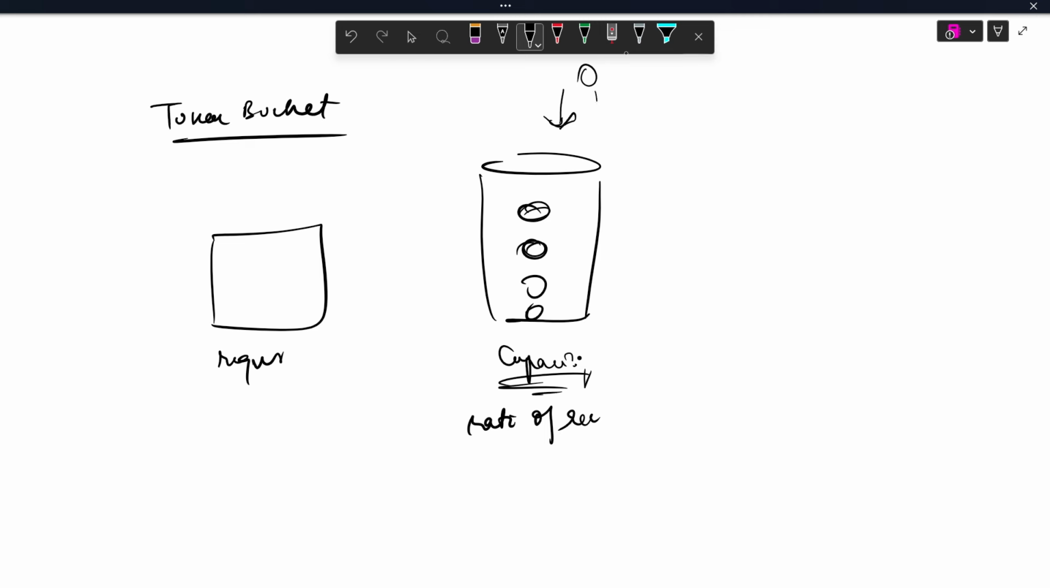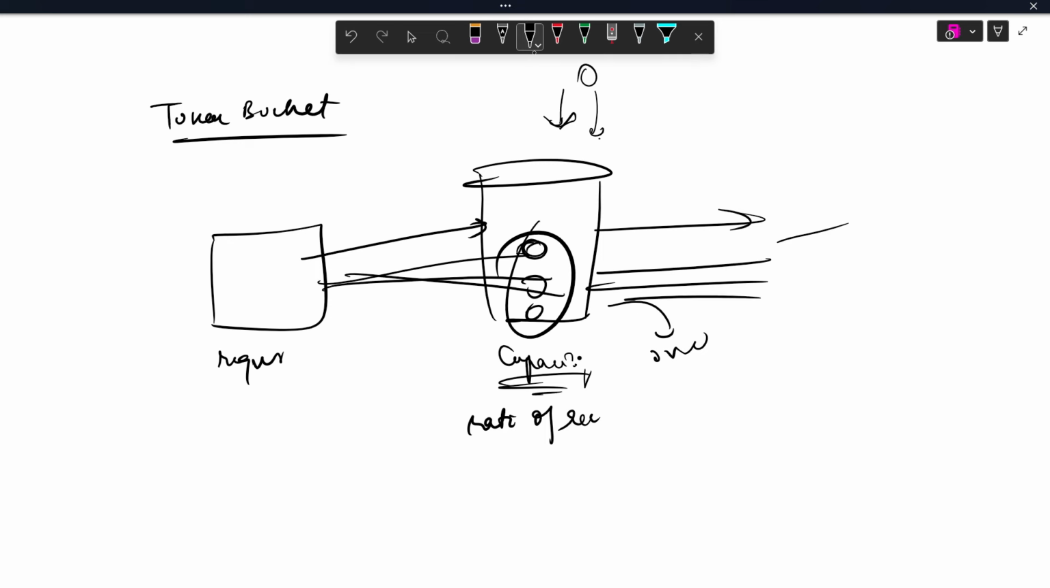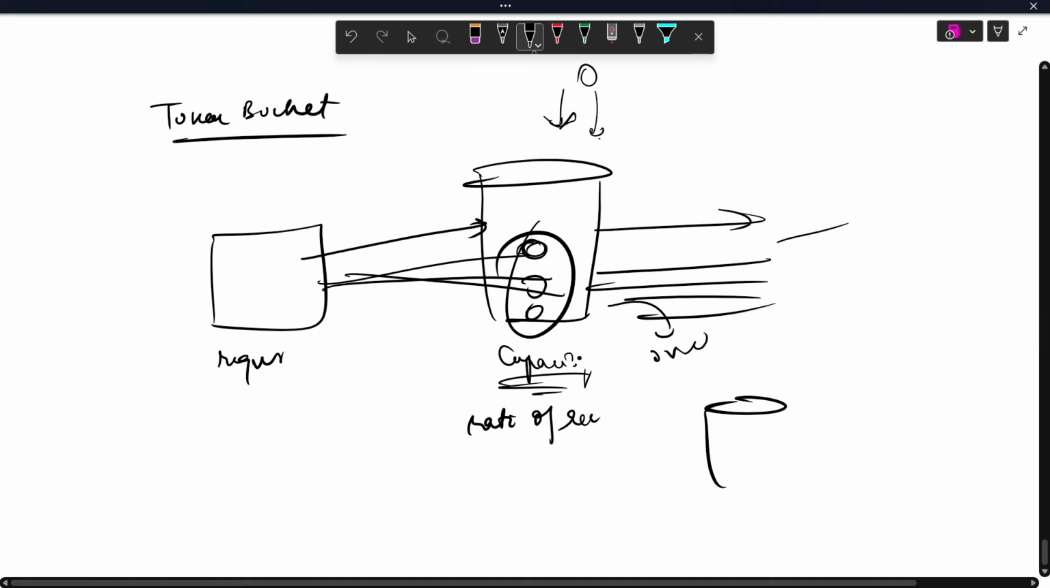So if we try to add some certain amount of tokens, they will all overflow. But if we have a request, it will consume 1 token and that token will go away. And if the interval has not passed, no new token will come, and this request will be processed. Again, let's say we have 3 requests and these 3 will be processed, and now the token bucket is empty.